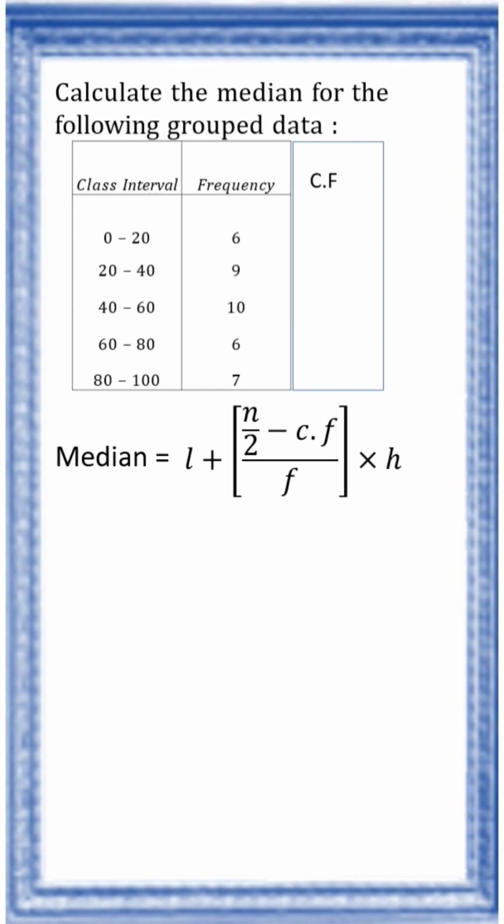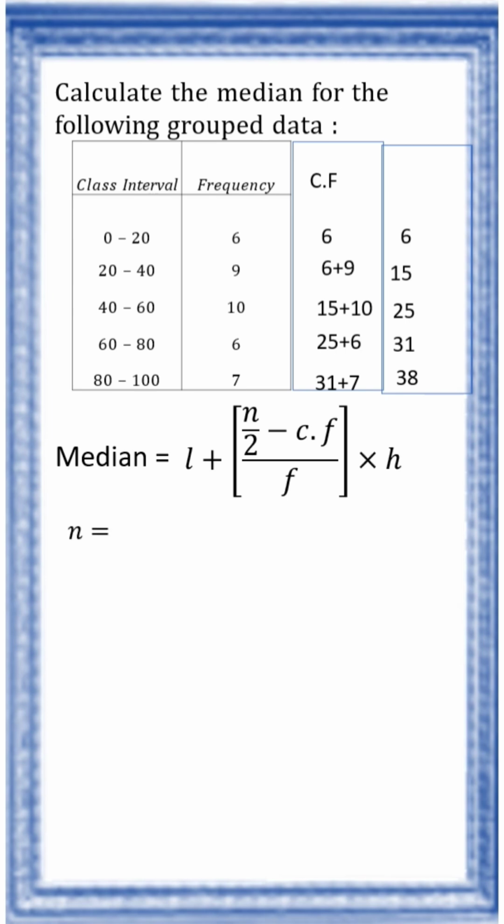The first one is 6, isn't it? 6 plus 9, next one, what is it? 15. 15 plus 10, 25. 25 plus 6, what is it? 31. 31 plus 7, it is 38. So N is equal to 38. N by 2 is equal to 38 by 2, that is 19. 19, where is it? This one is. So median class is 40 to 60. L is 40.